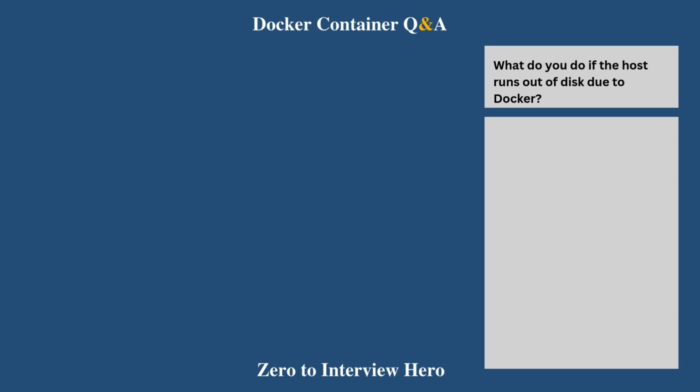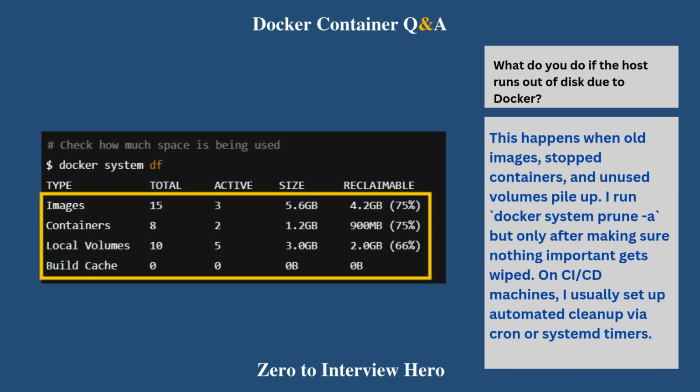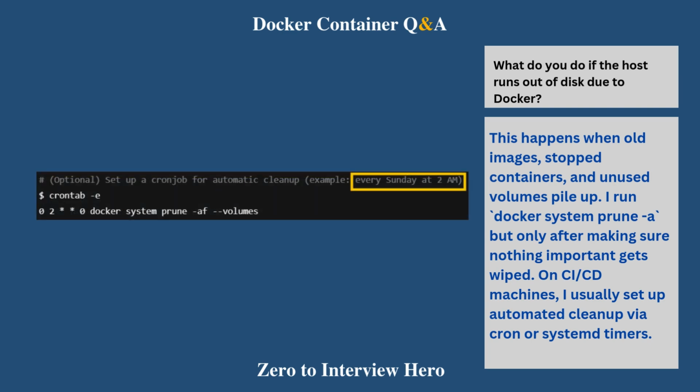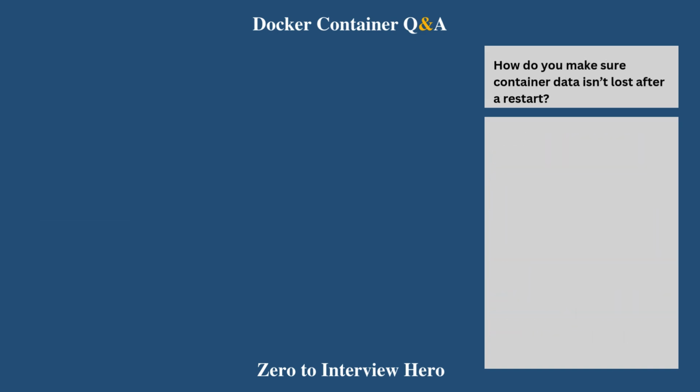Moving on with our next question. What do you do if the host runs out of disk due to Docker? Here's how you can respond. This happens when old images, stopped containers, and unused volumes pile up. I run docker system prune -a, but only after making sure nothing important gets wiped. On a CI/CD machine, I usually set up automated cleanup via cron or system timers.